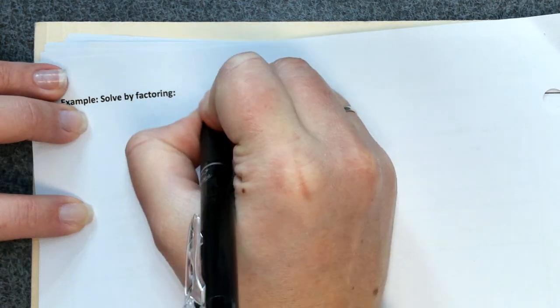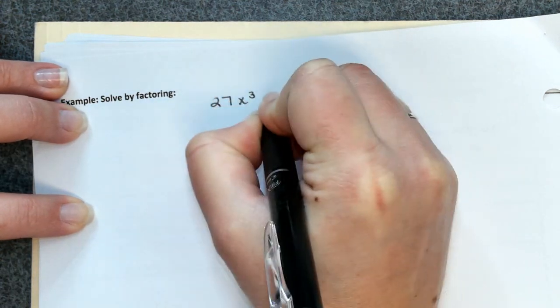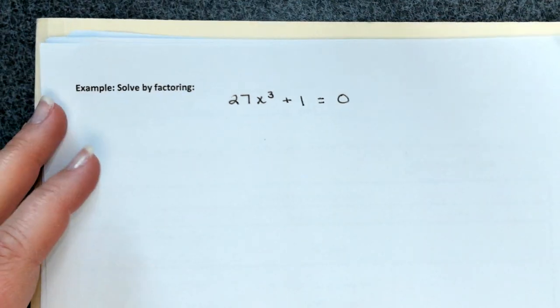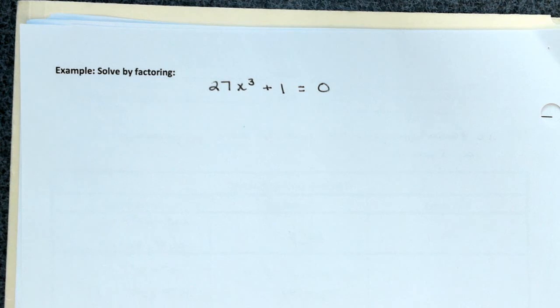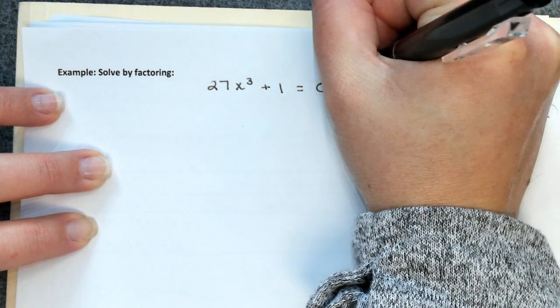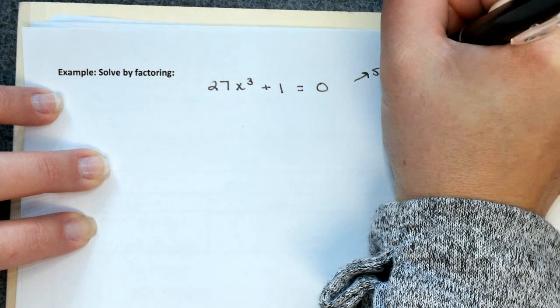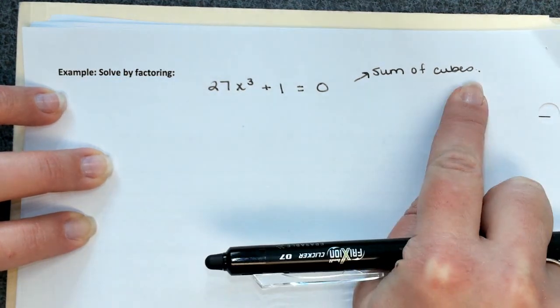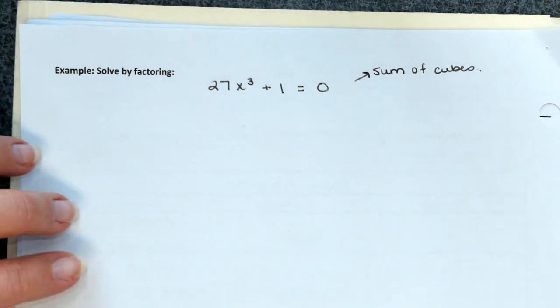So, the first problem that we are given is 27x cubed plus 1 equals 0. Now, this is the sum of cubes. 27x to the third is a cubic number. 1 is a cubic number, so it is the sum of cubes, so we have to use that rule.